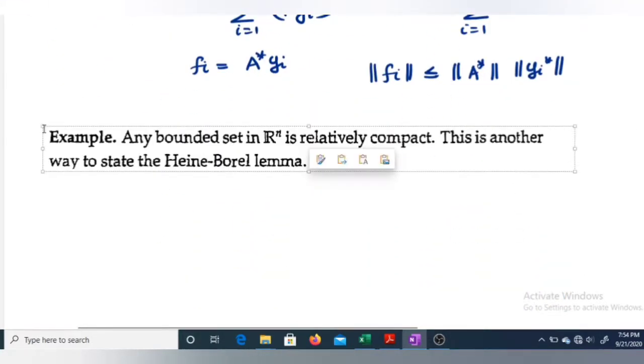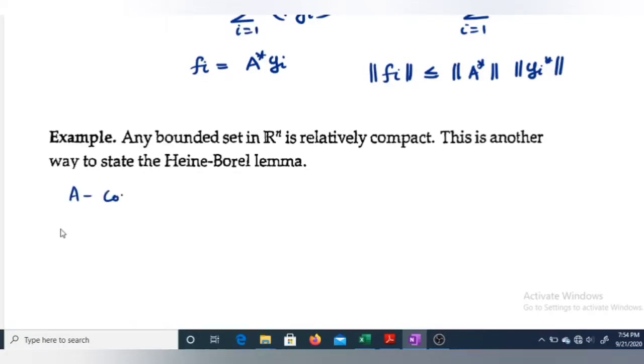So to prove our result we need one result. We are using this result: any bounded set in Rn is relatively compact. Okay, so let's move to the proof. We have to prove A is a compact operator. To prove A is compact, it is enough to prove the following.